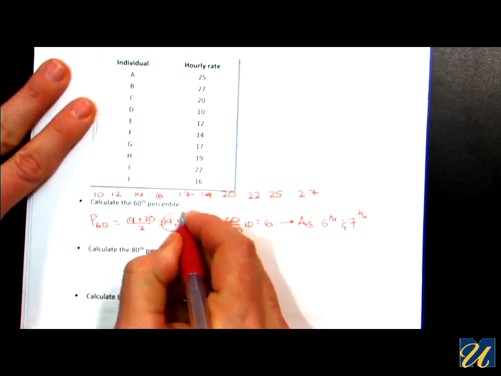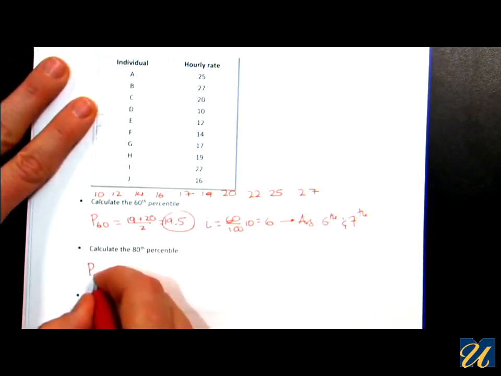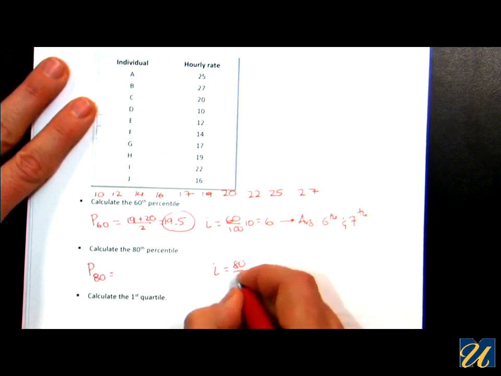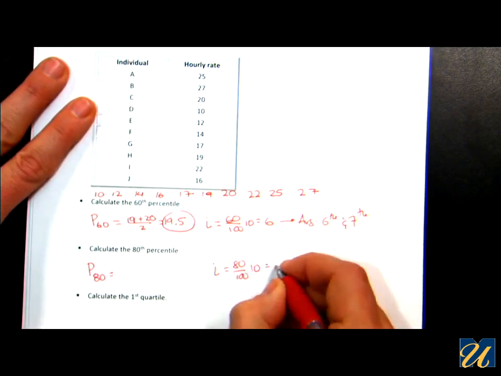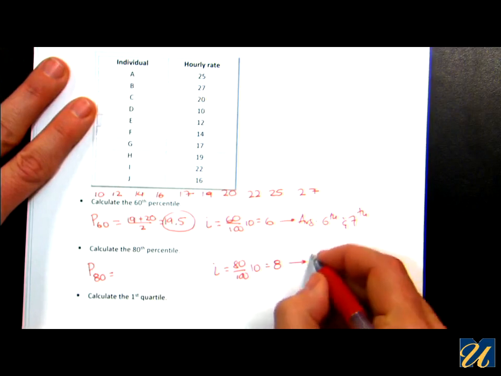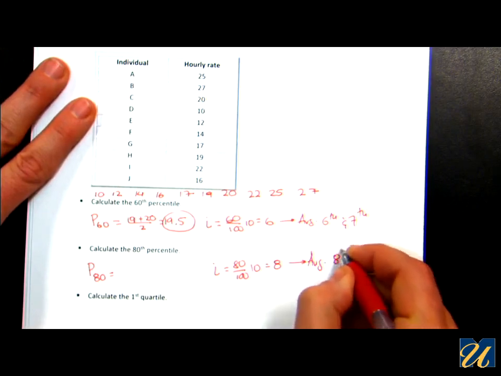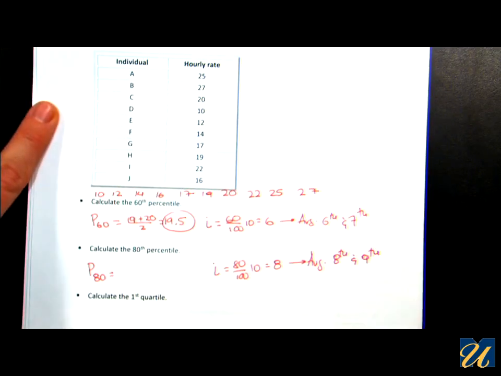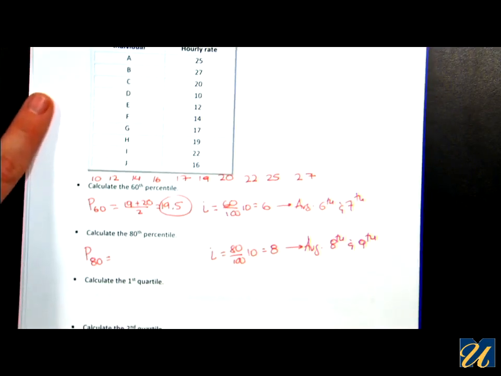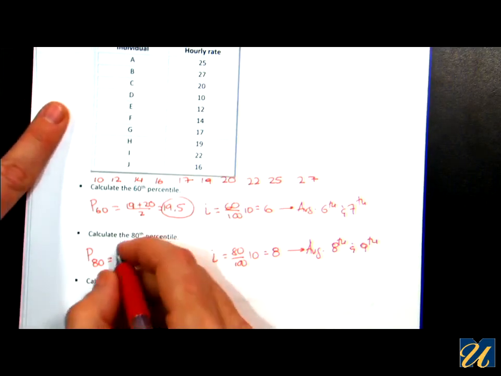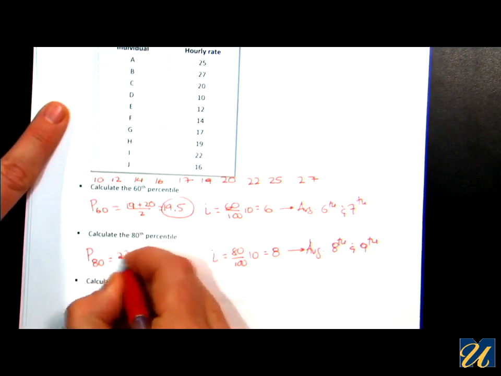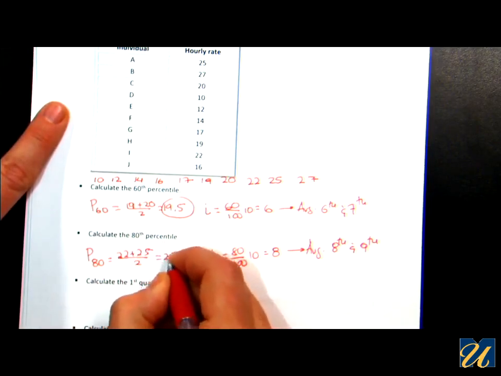So I need to find next the 80th percentile, P80. We calculate i equals 80 over 100 times 10. This is 8. Once again, I will need to take the average of the 8th and 9th ranked observation. So the 80th percentile will be 22 plus 25 divided by 2, 23.5.